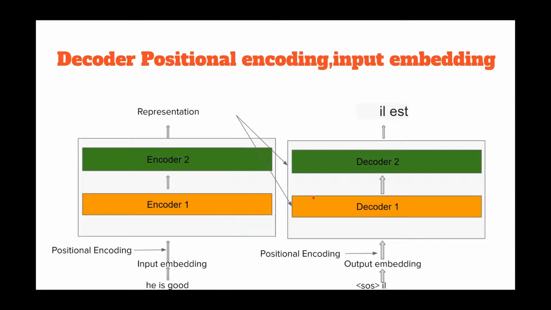So this is just the overview again. We'll have he is good, and we'll convert it to input embedding. We'll add position encoding and send it to the encoder blocks. We'll get a representation from the last encoder block. We'll pass it to each decoder block, and we will also have output embedding and a positional encoding in the case of the decoder, and we'll pass it to the decoder layers, and at last we get the target sentence.